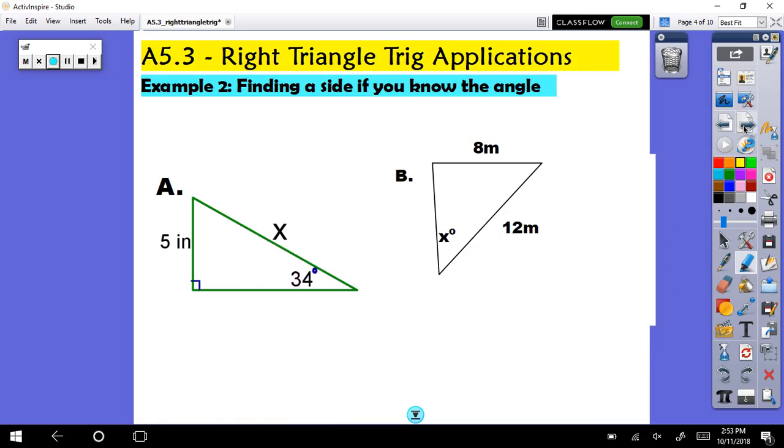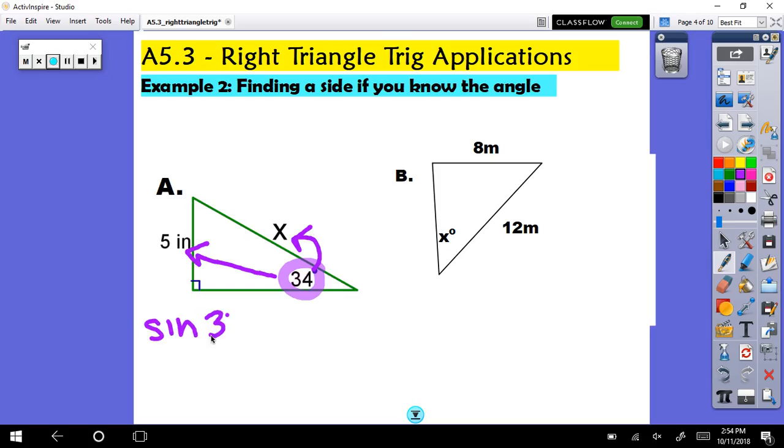All right. Now let's look at finding a side when we know the angle. So I'm going to do A with you just to kind of remind you, and then you're going to do B. All right, so let's look at our triangle here. Here's what I always do to figure out which trig function. I always place myself at the angle and I look at what I have. So if I look at what I have here, I have, in comparison to my angle, the opposite and the hypotenuse. Okay, so I need to use sine.